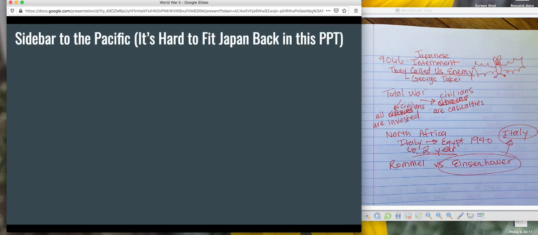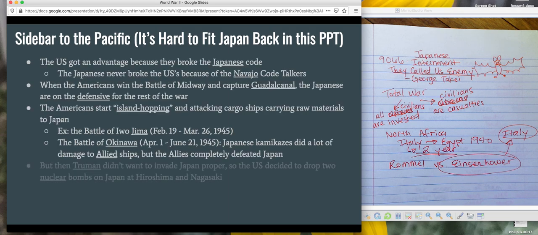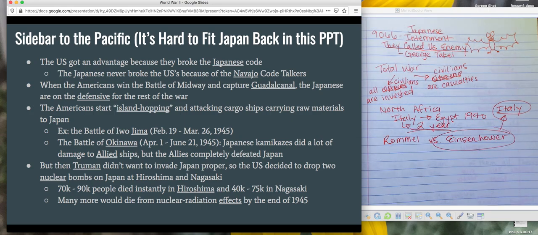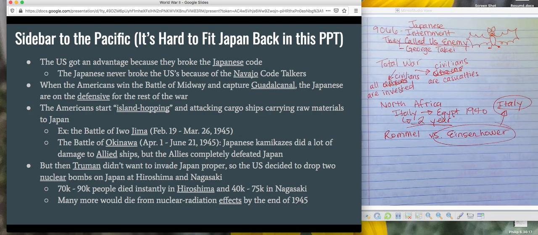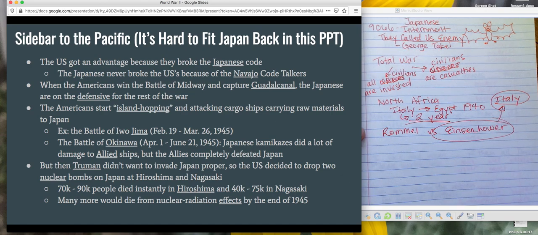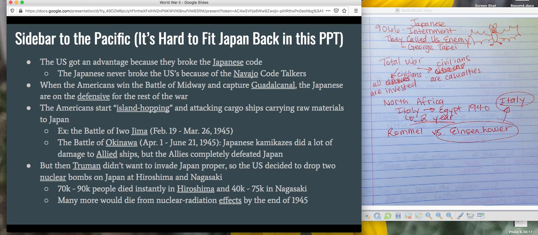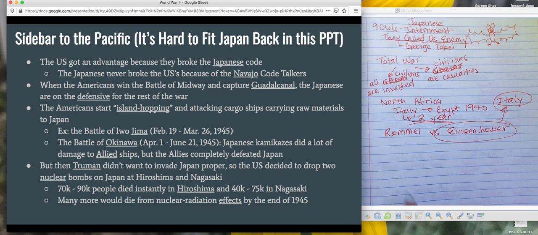Okay, so sidebar to the Pacific. It's kind of hard to fit Japan into this PowerPoint and the Pacific Theater. So we have the Western Theater, and then we have the European Theater and the Pacific Theater. The Pacific Theater is the war in Japan, the South Pacific. So the U.S. eventually does have an advantage because they break the Japanese code, and the Japanese are never able to break the U.S.'s code because of the Navajo code talkers. Woo! Unfortunately, this comes at quite a price for the Navajo, but we'll talk about that in a second.